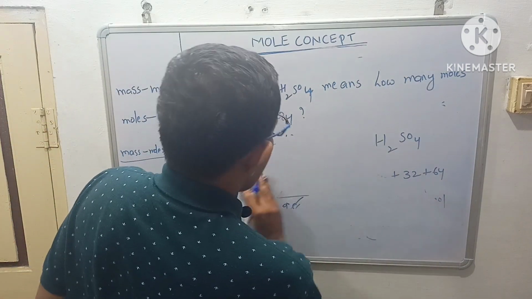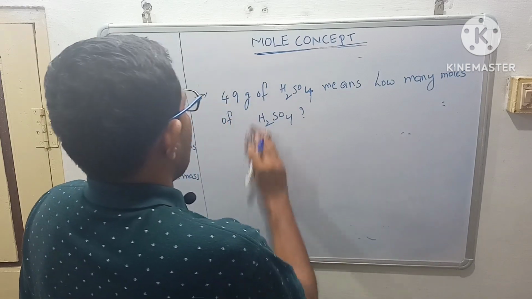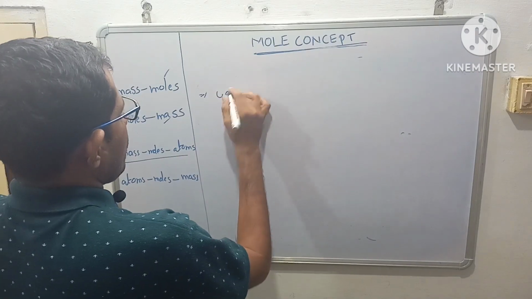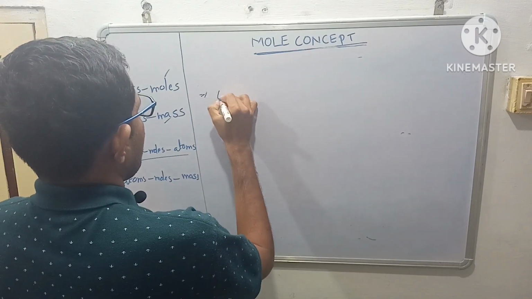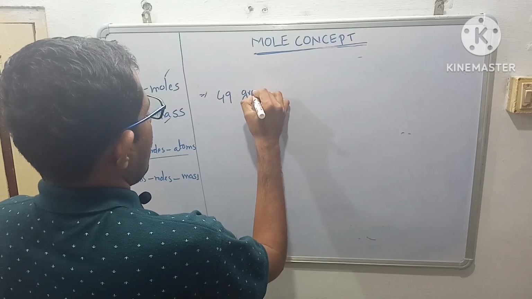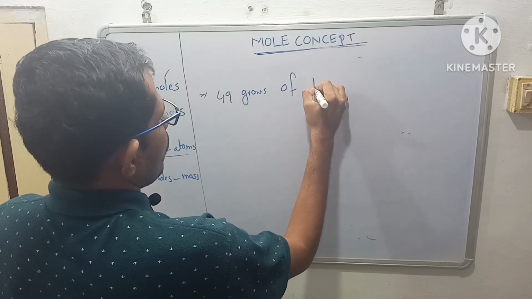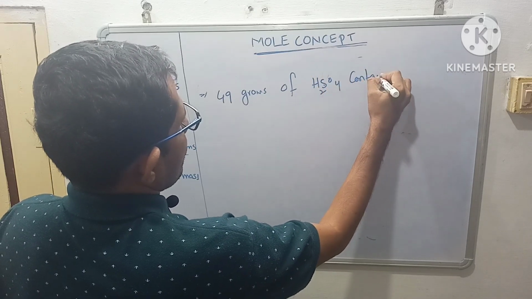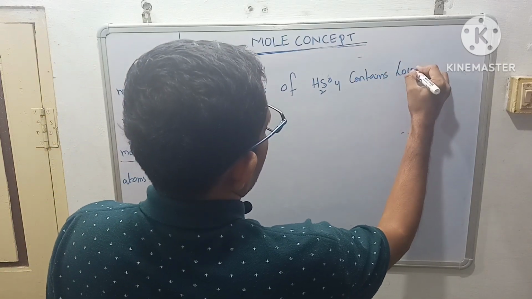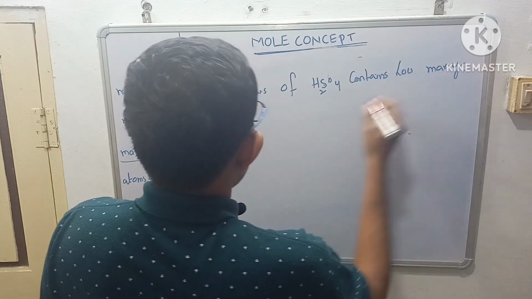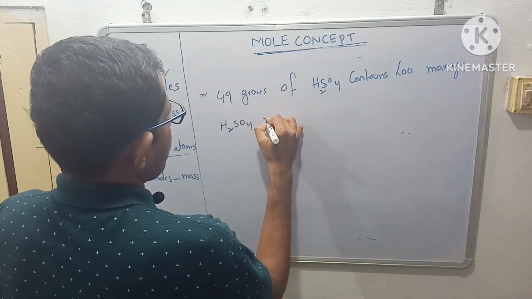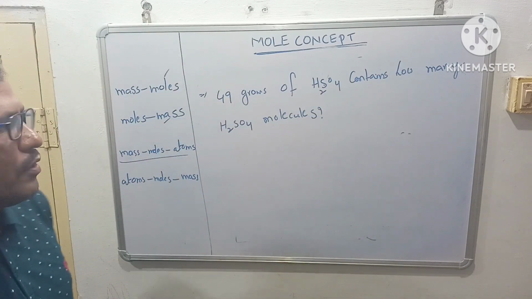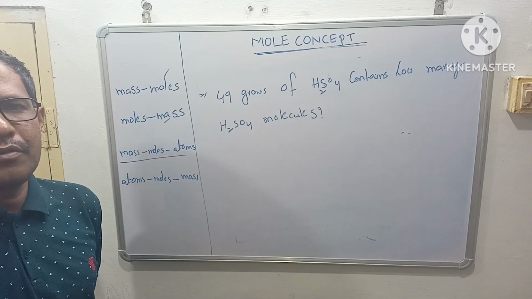Right? So I will write over here. 49 grams of H2SO4 contains how many H2SO4 molecules? So 49 grams of H2SO4 contains how many H2SO4 molecules?